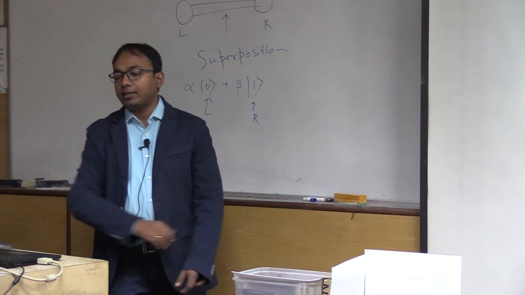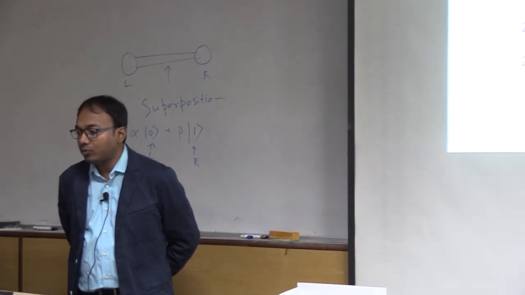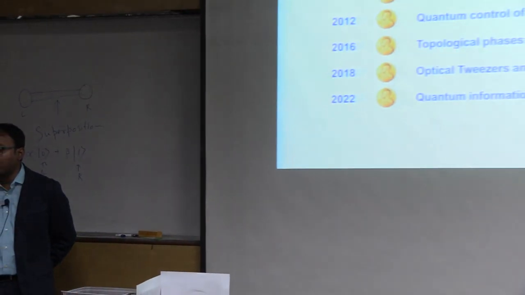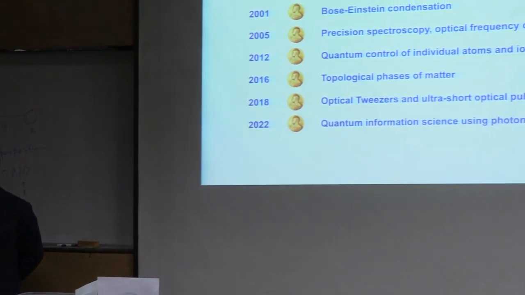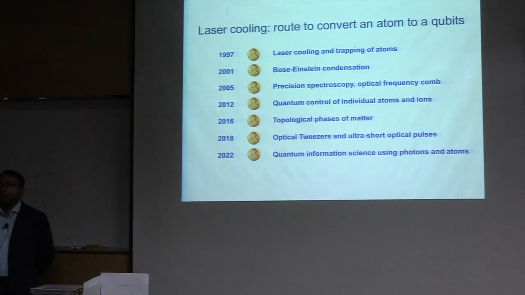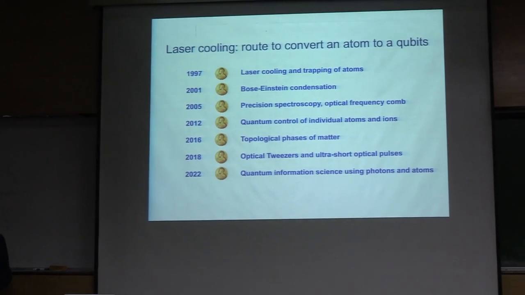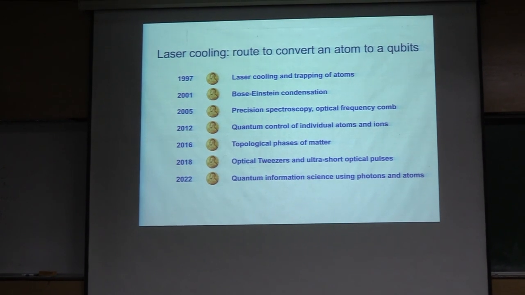Okay, you see there is this series of Nobel Prizes from 1997, first with laser cooling, then Bose-Einstein condensation, precision spectroscopy with lasers, the optical frequency comb and so on. There are so many interesting things. You can take a note of this and search at home, because on everything people got a Nobel Prize.